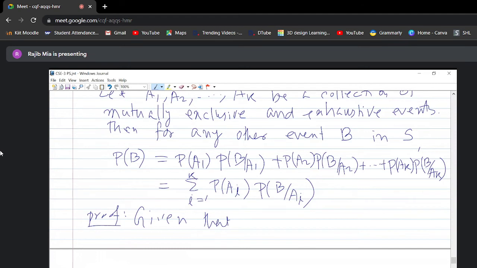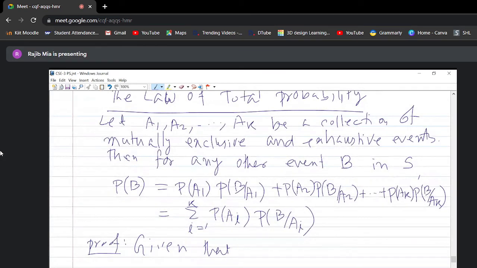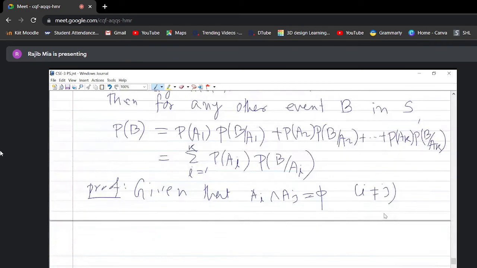So given that A1, A2, and AK are a collection of mutually exclusive events, we have AI intersection AJ equals phi for I not equal to J. Also, A1 union A2 union dot dot union AK equals S, since they are an exhaustive set of events, so their union is S. So these two pieces of information are given.